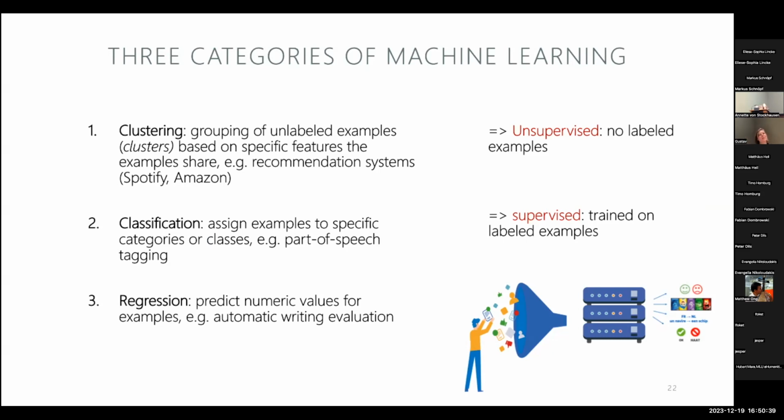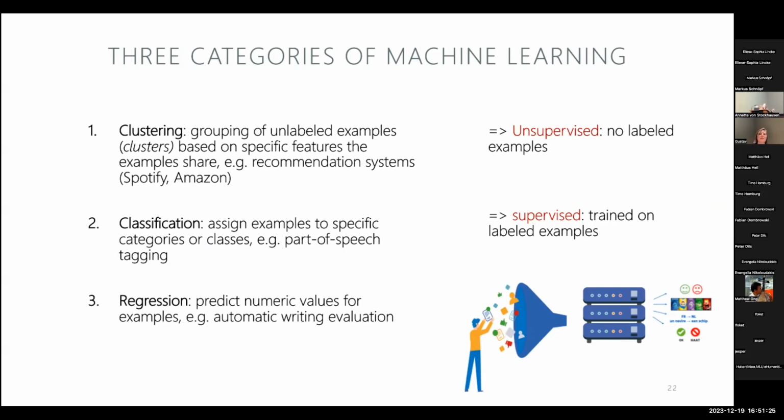Then we have two categories of machine learning that are supervised. This means that you do need labeled examples to build a machine learning system. The first type is classification. Here you have data that is labeled with specific classes or categories, such as part of speech tagging. You have your data set, you have, for instance, 20 part of speech labels, and you give a label to every example in your data set. The third category is regression. There you don't have classes, but you try to predict a score. An example of a regression-based approach is automatic writing evaluation, where you want to predict a score for a given example in your dataset.